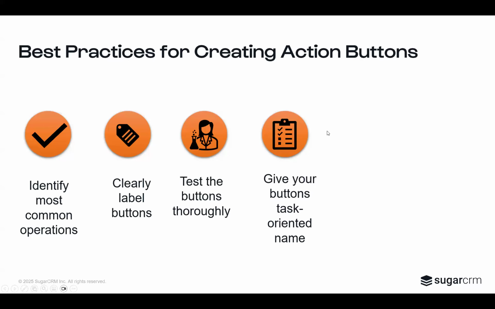Also, give the button a task-oriented name. So what is it doing, right? Besides being clear, it needs to reflect what the operation of that particular button is going to be. Minimalism is key. And that doesn't have to just do with what the button is labeled as, but try not to get super complicated, especially when you first start or introduce buttons to your end user.